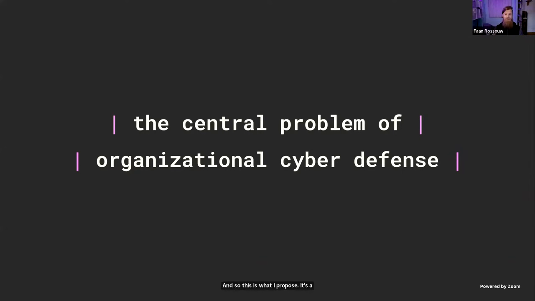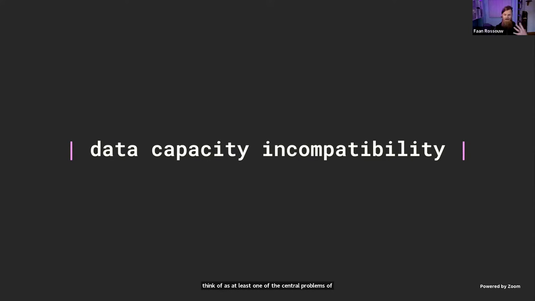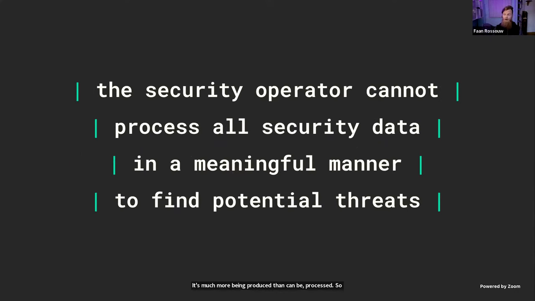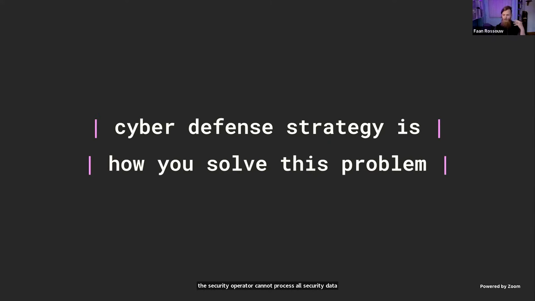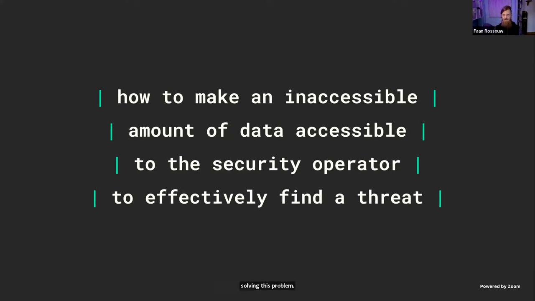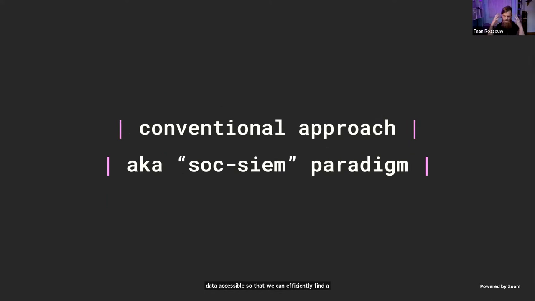It's useful for us to think of this as at least one of the central problems of organizational cyber defense. I also like to think of it as a case of data capacity incompatibility. It's much more being produced than can be processed. So the security operator cannot process all security data in a meaningful manner to find potential threats. And so one way I think it's useful for us to think about a cyber defense strategy is how you go about solving this problem. In other words, how do we make an inaccessible amount of data accessible so that we can efficiently find a threat?